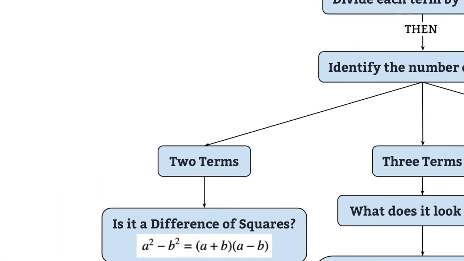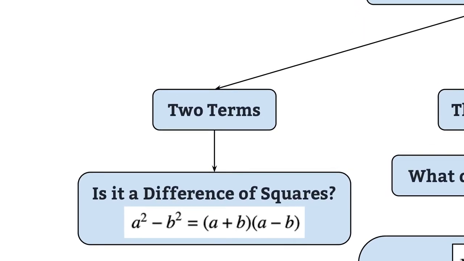So if you have two terms, you want to check if it's a difference of squares. So this is a special case here. Do you have a perfect square minus a perfect square? And remember, a perfect square is just something multiplied by itself. So if you have a perfect square minus a perfect square, not a perfect square plus a perfect square, it has to be a perfect square minus a perfect square, hence the name difference of squares. So if you have a difference of squares, you can use the difference of squares method to factor it.